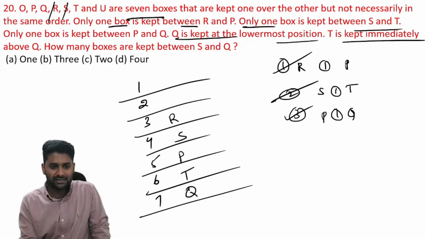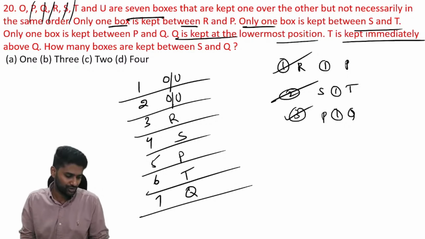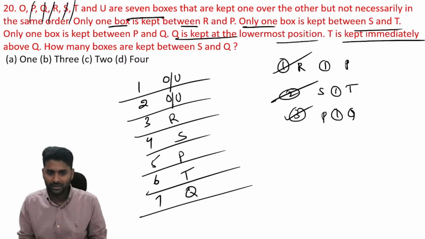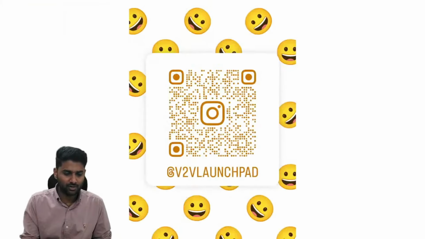R done, S done, P done, Q done, T done. So O and U remain, and we don't have any information about O and U. So those two can be kept at the first two positions. But the question you have to answer: how many boxes are kept between S and Q? Between S and Q, how many boxes are there? Two.